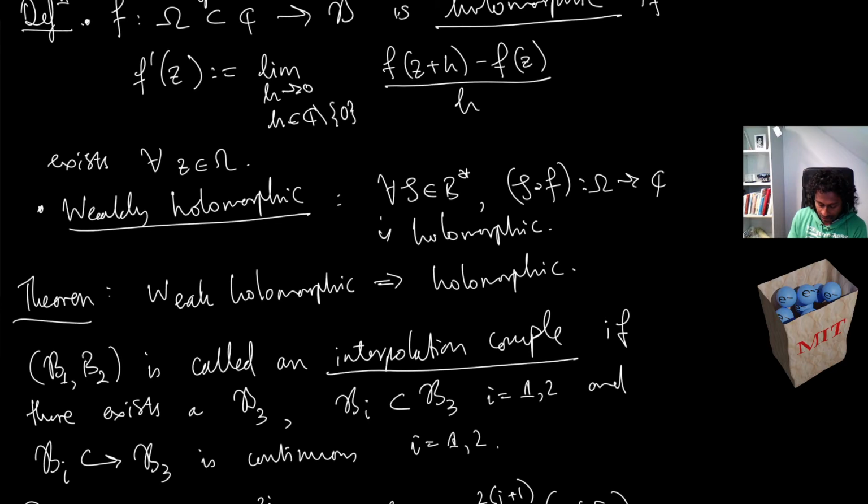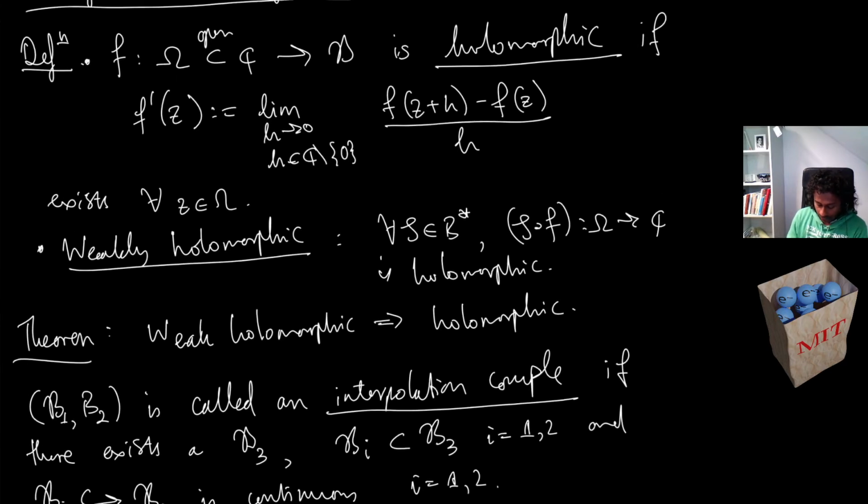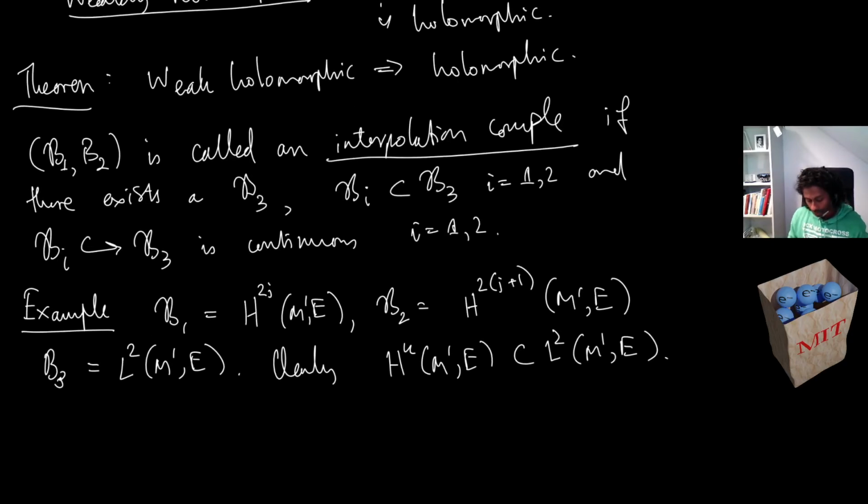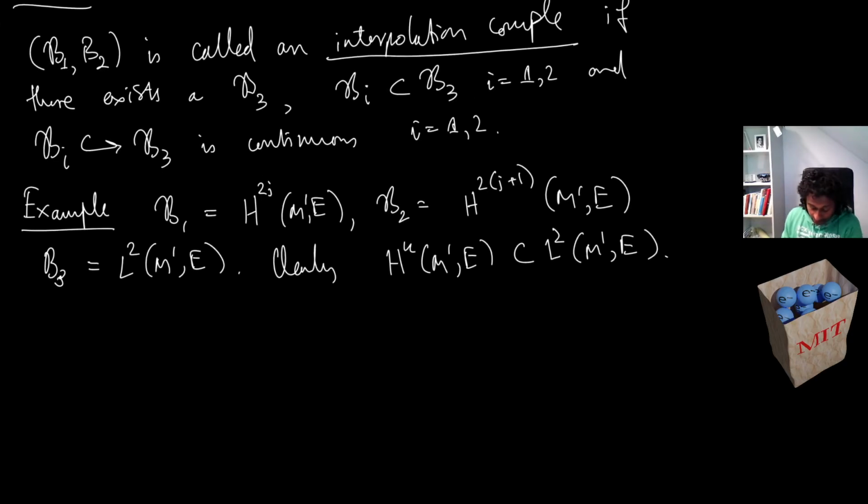Yes, so the question is, does holomorphic imply weakly holomorphic? I mean, that's the easy direction, right? If this limit exists in the norm of the Banach space, then composing it with an element from the dual space, because that's a dual pairing, precisely means that that limit also has to exist, and therefore it's holomorphic in the usual complex sense. But the interesting direction is weakly holomorphic implies holomorphic, right? That's the harder direction.